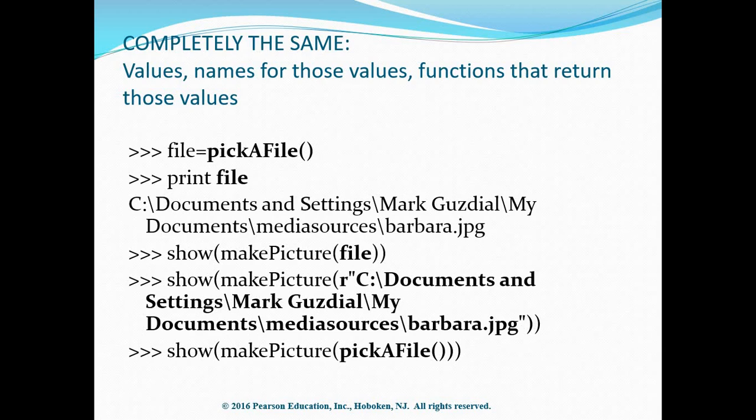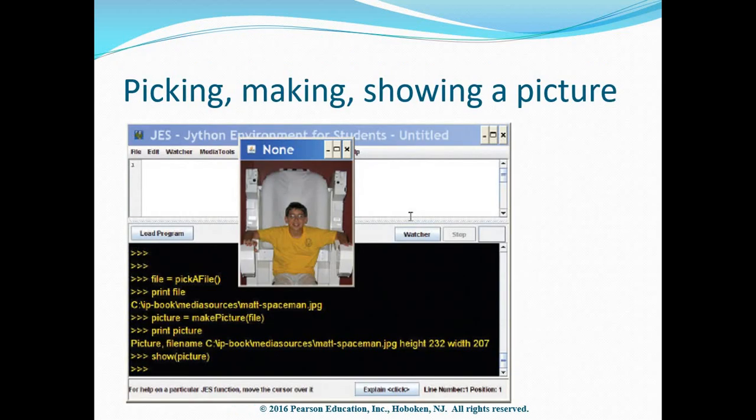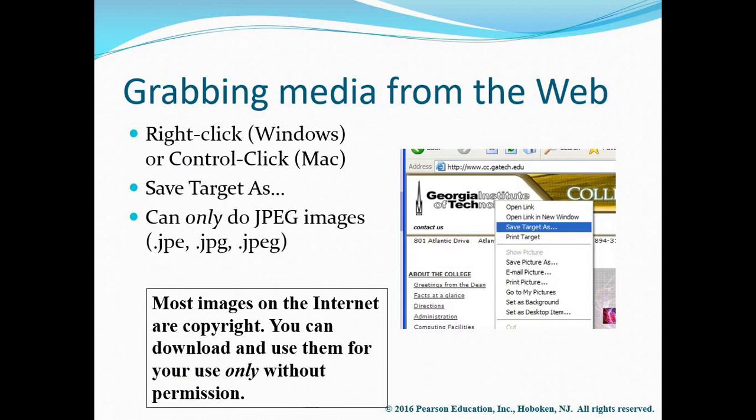Again, more on picking and showing a file. Note the picture you chose shows up when showing your file. This is the example the textbook provides. For grabbing media from the web, I would suggest using the rowan.edu website to find an image.